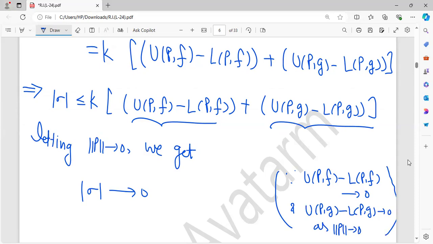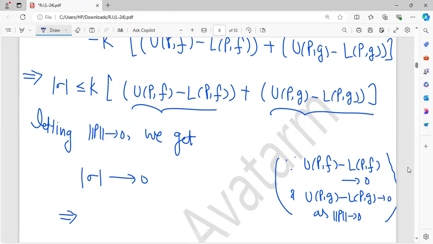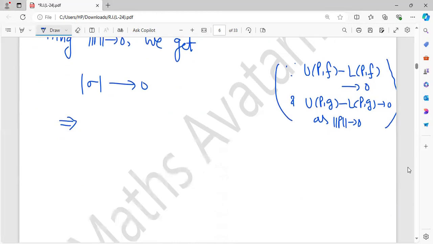So finally, what does it mean? It means sigma tends to 0. If the absolute value of this tends to 0, it can only be that sigma tends to 0. Because the absolute value is tending to 0, obviously sigma is tending to 0. So this implies sigma tends to 0 as norm P tends to 0. Okay.